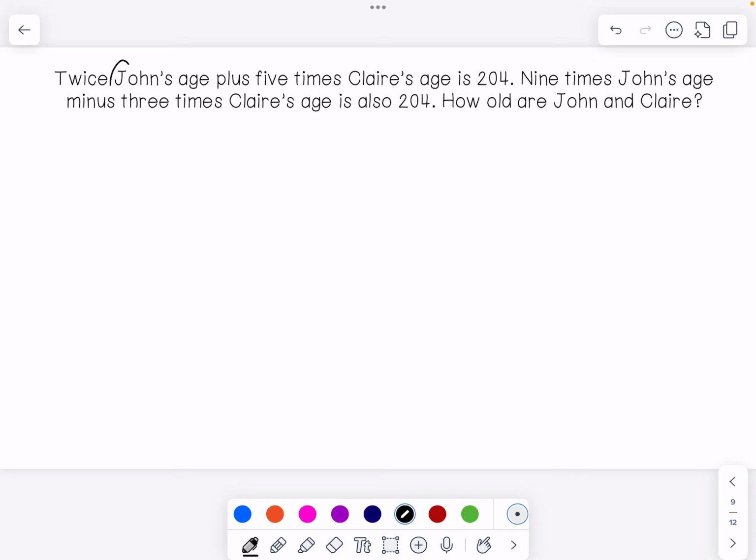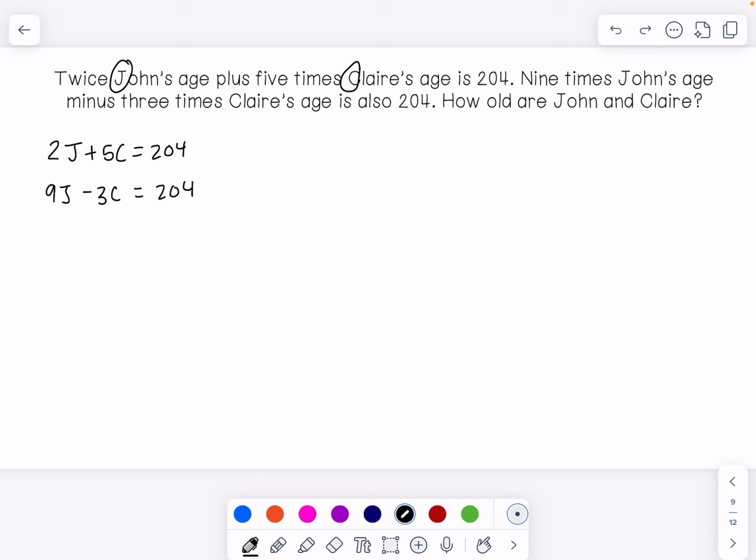I'm going to use J for John and C for Claire. And now it says twice John's age, so 2 times J plus 5 times Claire, so 5C is equal to 204. Then I have 9 times John's age, so 9J minus 3C is also 204. Now, the fact that they're both 204 might make you think that you've done something wrong, but if you read the problem, that's just the information. They're probably trying to trip me up, but that's okay. We can go ahead and solve this.